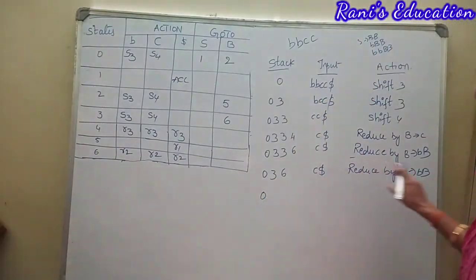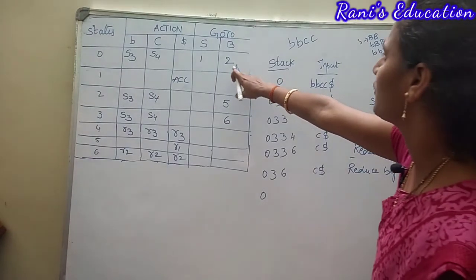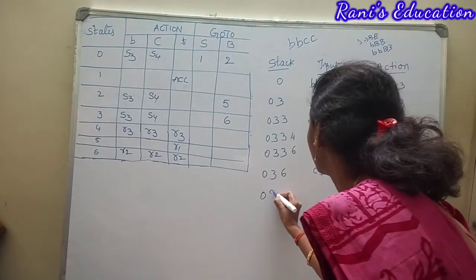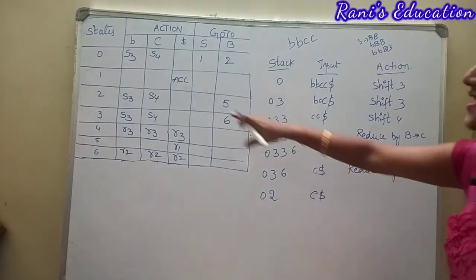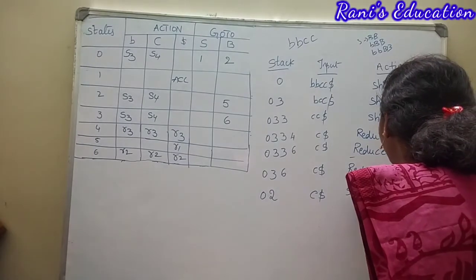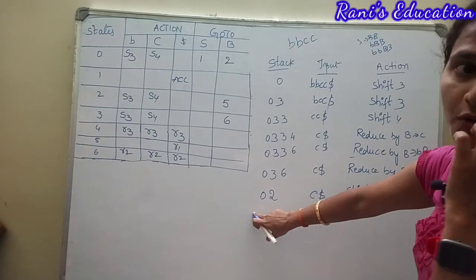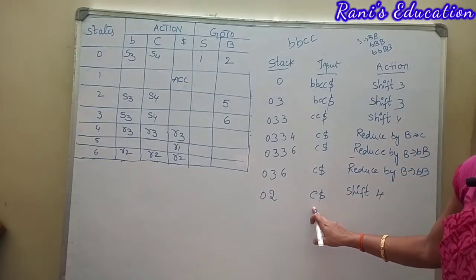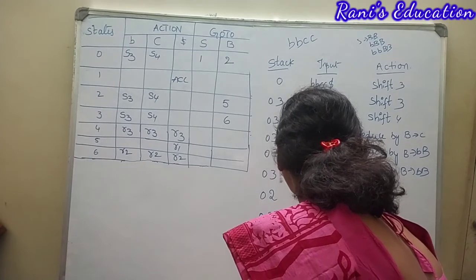Now what is 0 with B in the goto part? 2. The input is C followed by dollar. What is 2 with C here? 2 with C is shift 4. Shift 4. That means 4 is shifted onto the stack. Meanwhile, the symbol is also shifted. The stack is 0, 2, 4.